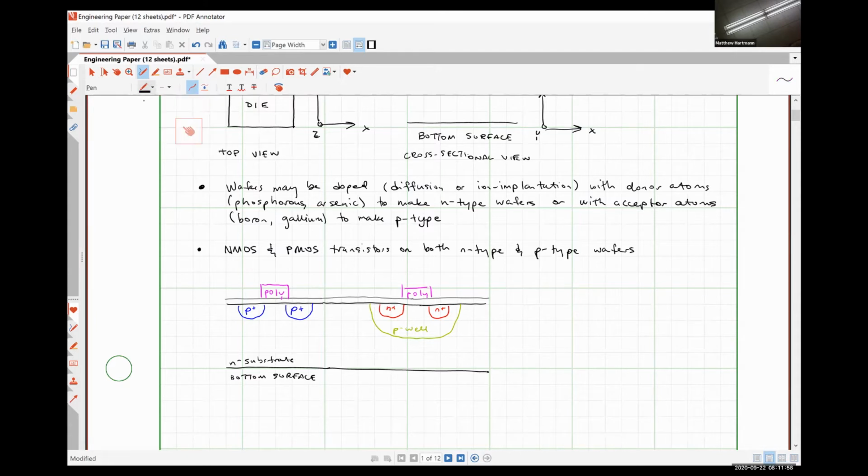So this is a P-well process, cross-sectional view.